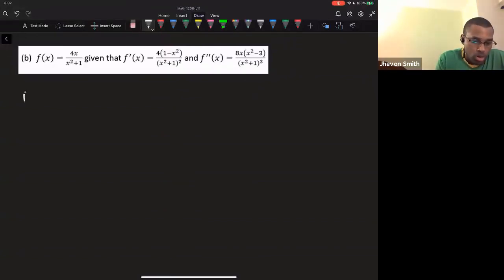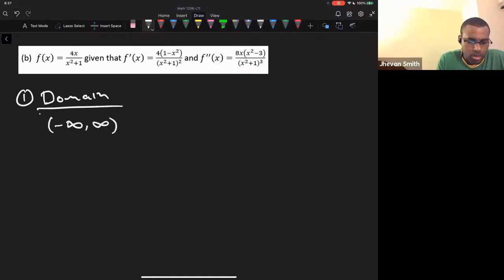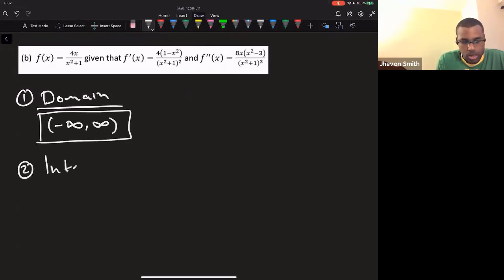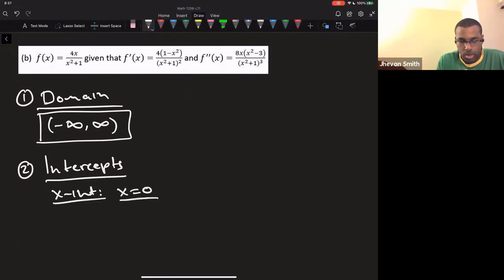So 1, we're going to check the domain. Domain is all real numbers here. 2, you're going to do the intercepts. Your x-intercept is going to be x equals 0. Your y-intercept is going to be y equals 0.